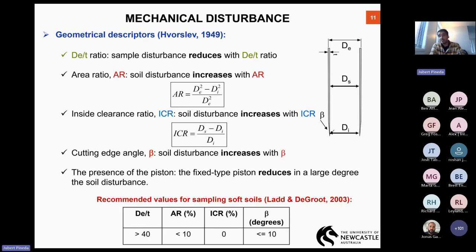And Borslev back in 1949 also discussed the positive impact of having an internal piston in order to minimize sample disturbance. So in 2003, late Professor Charles Ladd and Don DeGroot proposed this simple table that we should use in practice, and this is part of the ASTM standard for sampling techniques in America. So in order to select Shelby tubes, we should use Shelby tubes with D_E divided by T larger than 40, with area ratio lower than 10%, inside clearance ratio equal to 0, no difference between this diameter here and in the center, and angles for beta around 10 or less than 10.